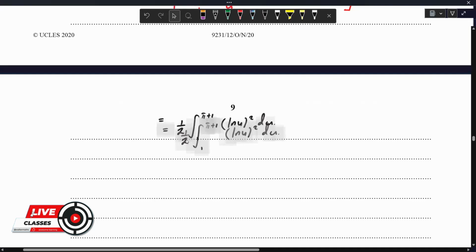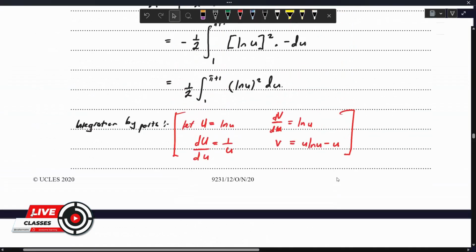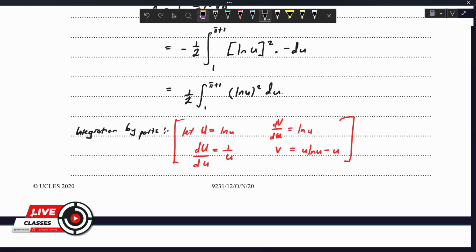Okay, like this. Wait, can you explain the integration part? Okay, of ln u? Yeah.